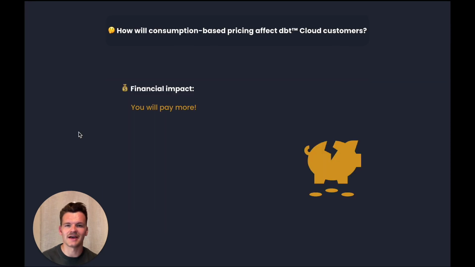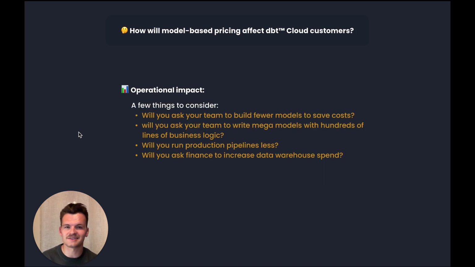And next question, how will consumption-based pricing affect DBT Cloud customers? The financial impact is obvious. You will pay more. But the operational impact is less obvious. Here are a few things to consider. Will you ask your team to build fewer models to save costs? Will you ask them to write mega models with hundreds of lines of business logic? This could get ugly. Will you run production pipelines less? That would result in more stale data across your organization. And how will you ask your finance team to increase your data warehouse spend?